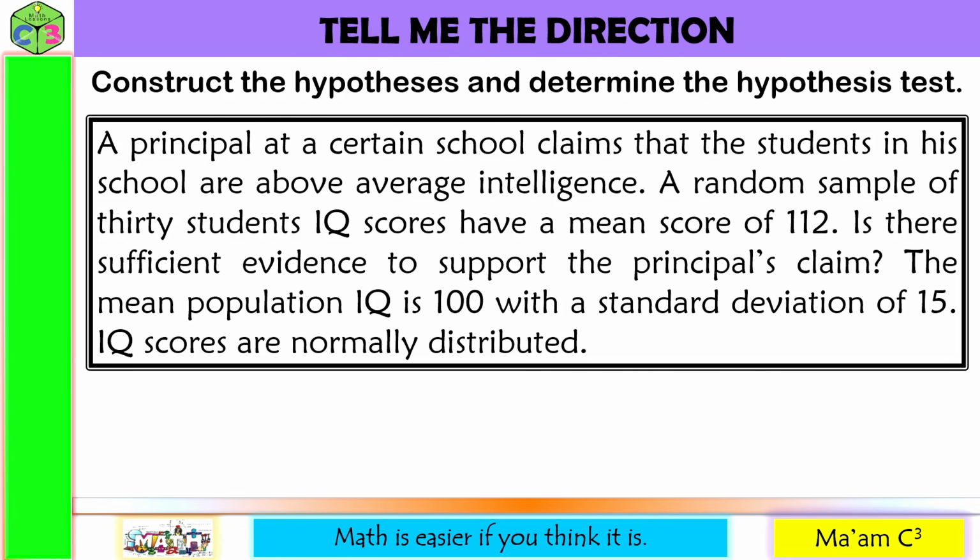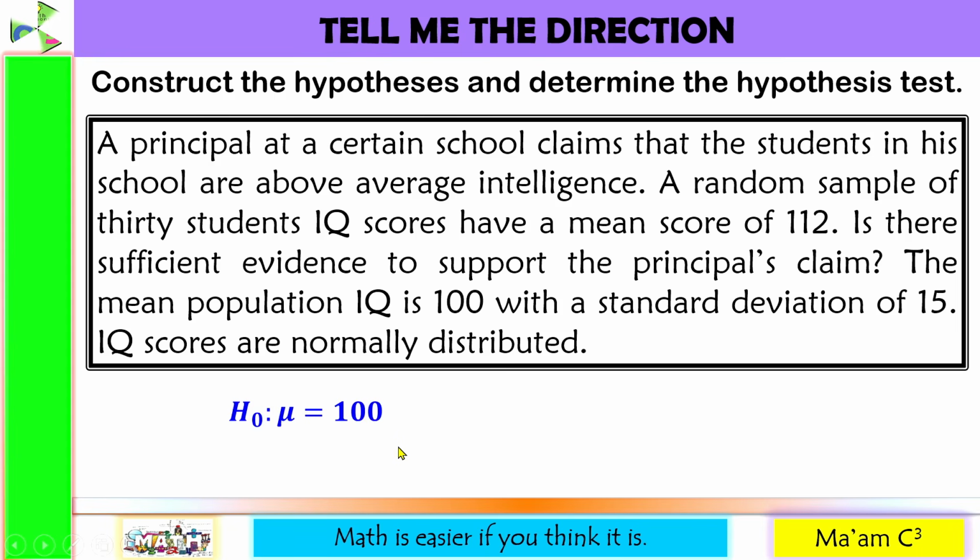So first thing to do is to determine the parameter. What is the data that tells about the population? We have actually two. We have the mean population, which is equal to 100, and the population standard deviation that is equal to 15. But our sample is about the mean IQ scores. So therefore, the parameter that we are going to use here is the mean IQ, which is equal to 100. So H sub 0 mu is equal to 100.